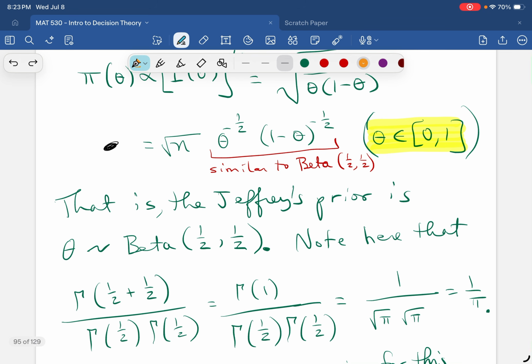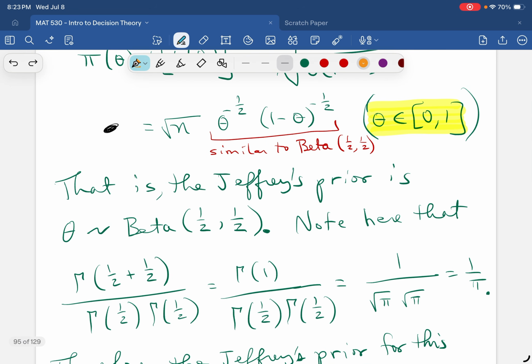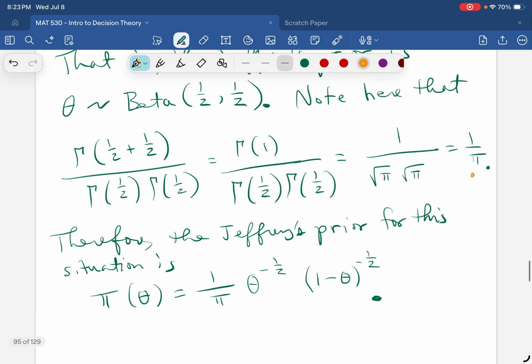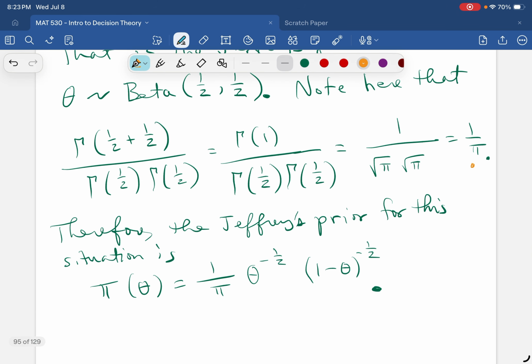So if we want to determine the normalizing constant, then we can just look back at the distribution sheet, and you'll see the form of the normalizing constant. The numerator is gamma of alpha plus beta, and then that's divided by the product gamma of alpha times gamma of beta. And so that's how we get 1 over pi. So therefore the Jeffreys prior for this situation is what we have there.